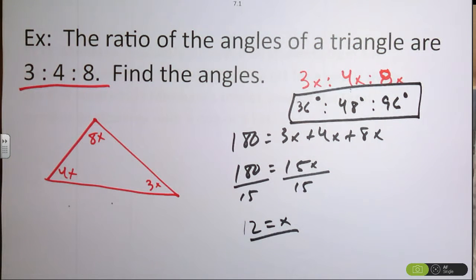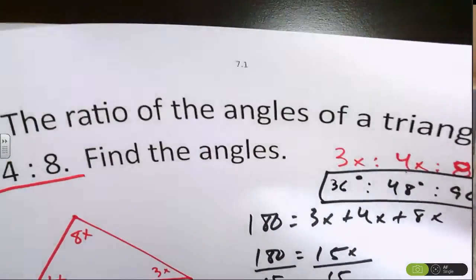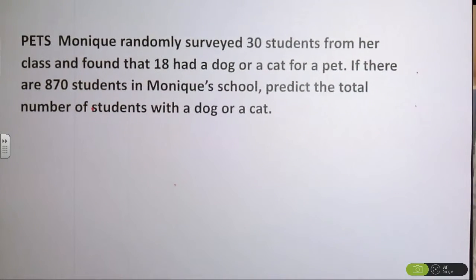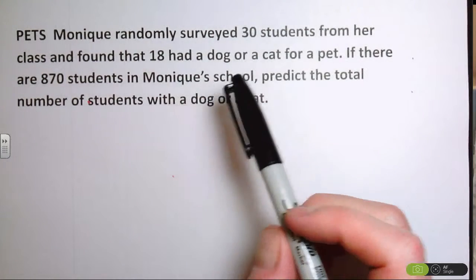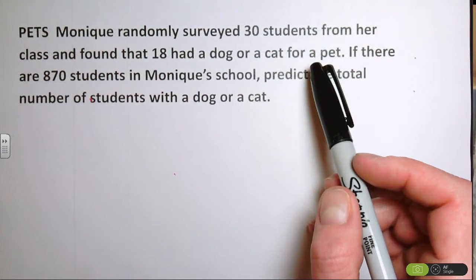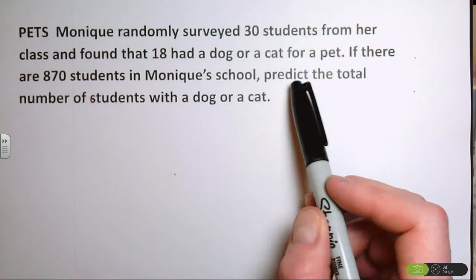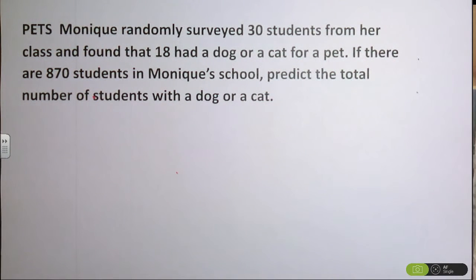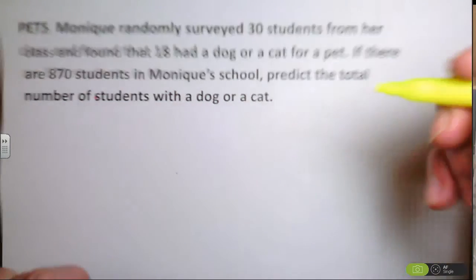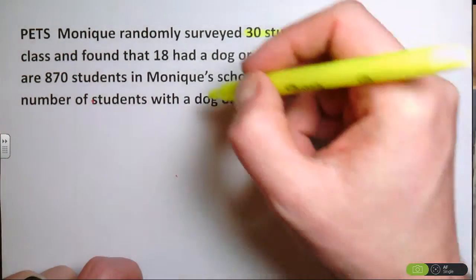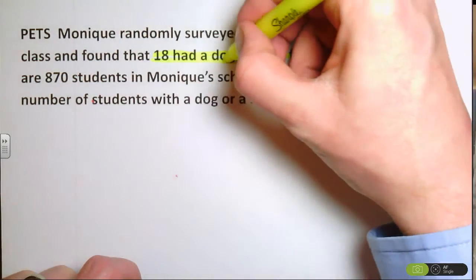All right. And then the last one we'll look at for this section is Monique and her sampling of pets in class. So she randomly surveyed 30 students from her class and found that 18 had a dog or a cat for a pet. And the question is, if there are 870 students in Monique's school, predict the total number of students with a dog or a cat. Okay. Now, there are a few things we have to look at. One is that she surveyed 30 students in class, and of those 30, 18 had a dog or a cat.